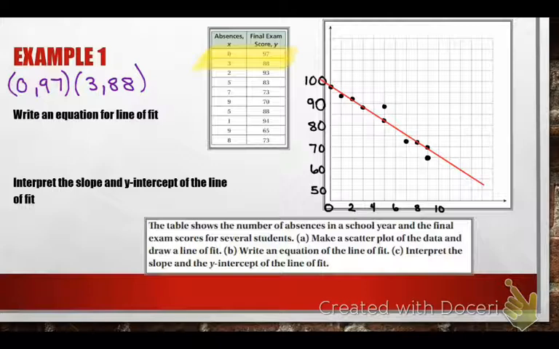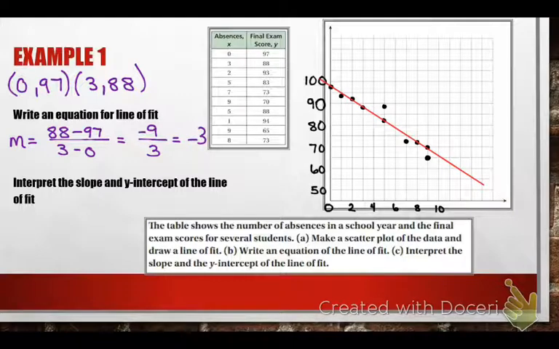You can do that, right? y2 minus y1 over x2 minus x1. So y2 is which value? 88. y1? 97. And x2 minus x1. So what's 88 minus 97? -9 over 3. So my slope is -3.